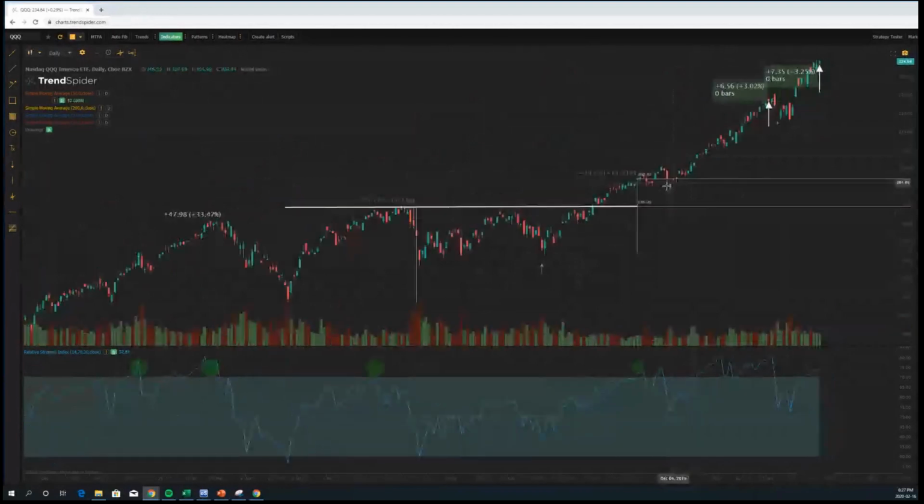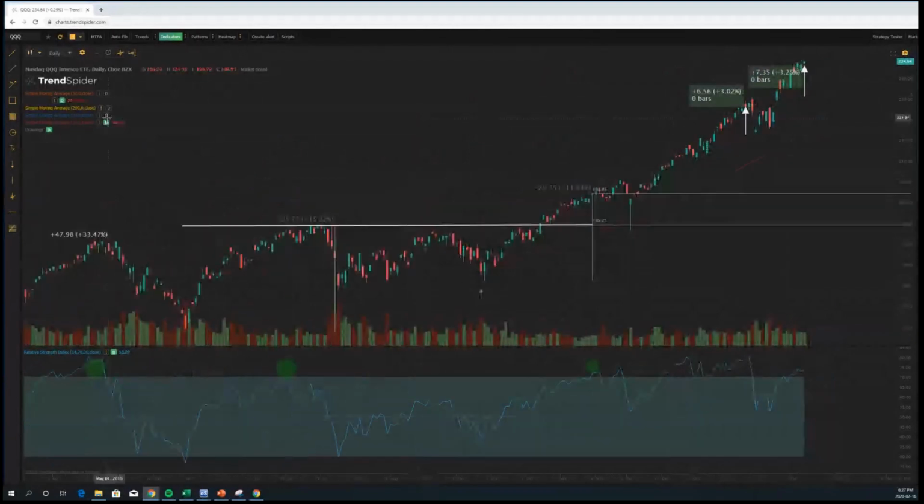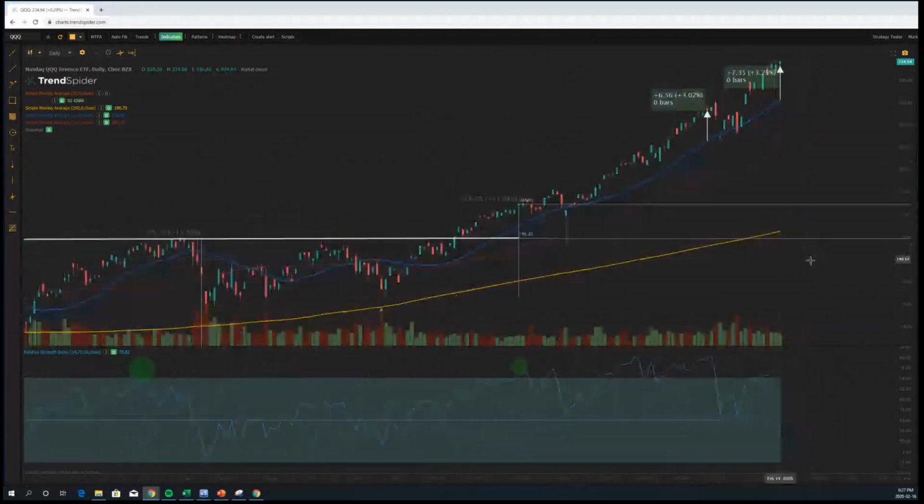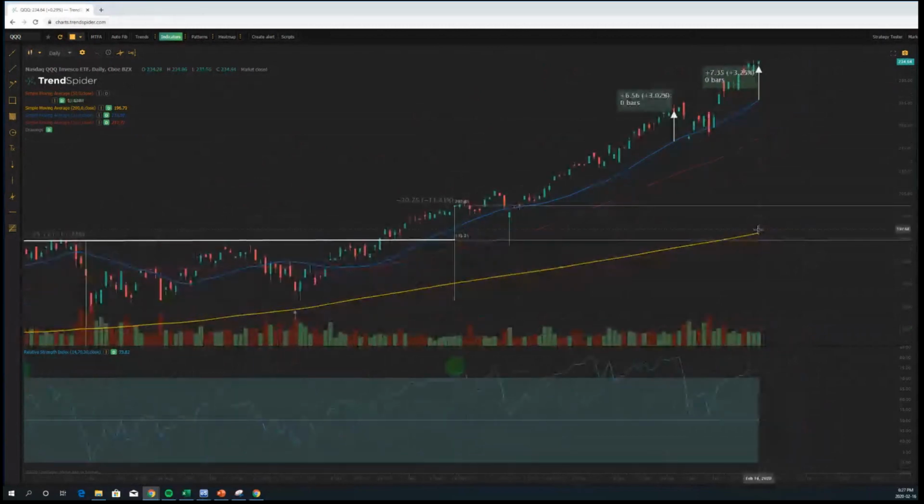So I'm going to turn on the moving averages here. I use 3 moving averages on the daily chart. I use the 200-day down here, the 21-day, the blue line, and I use the 50-day.